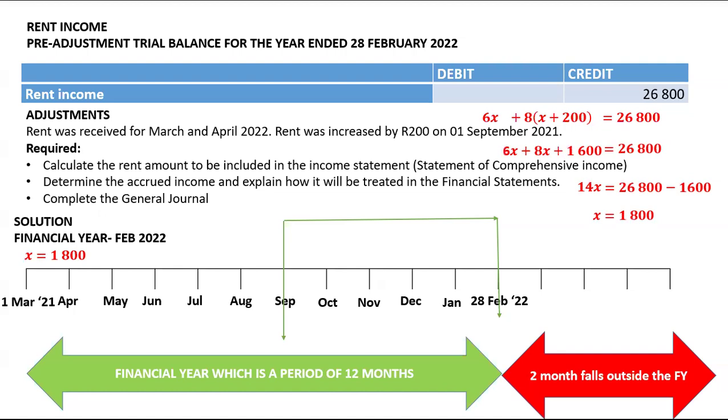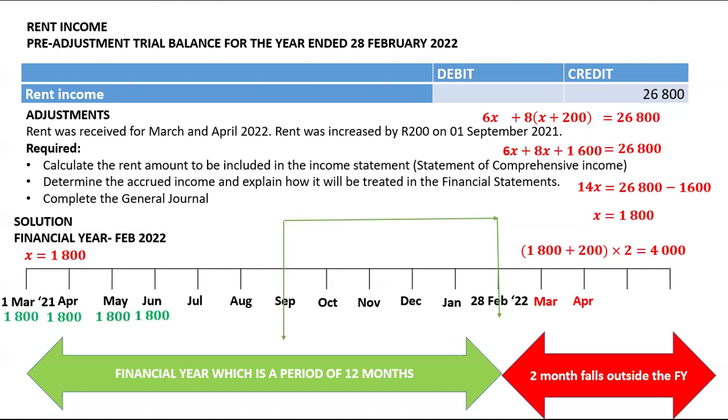And after September, it was 2,000 rand. So meaning that rent for March 2022 and April 2022 was 2,000 rand. So you will take 2,000 rand multiplied by 2, which will give you 4,000 rand. It means that 4,000 rand for both months was income received in advance.